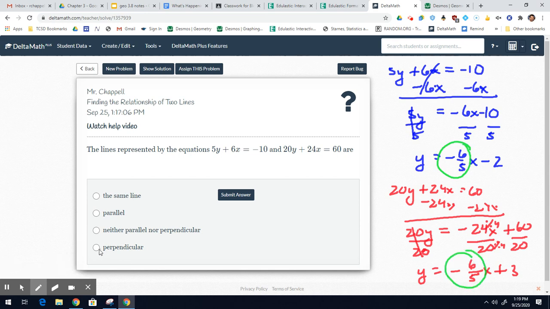So they're not going to be perpendicular, and they're not going to be neither parallel or perpendicular because they have the same slope. So they could be parallel, but don't jump yet because they could also be the same line if they have the same y-intercept. Negative 2, positive 3. They don't have the same y-intercept. So these two lines are simply parallel. And there's your choice.